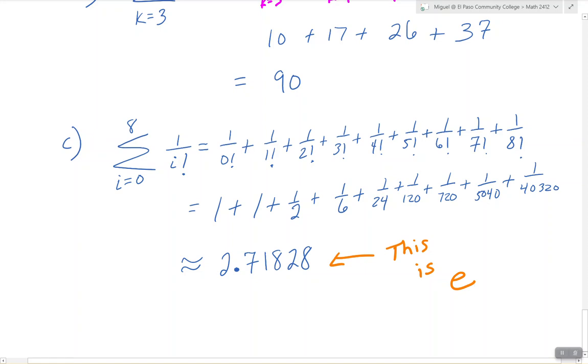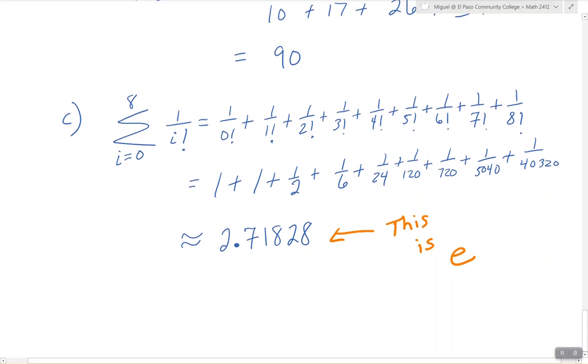Except you wouldn't just do 9 terms. For e, it keeps going on forever. So that's why it's an irrational number. But this is how they get that Euler's number e. It's very, very close to the actual value.